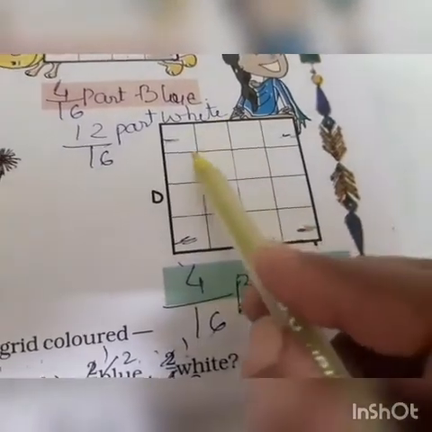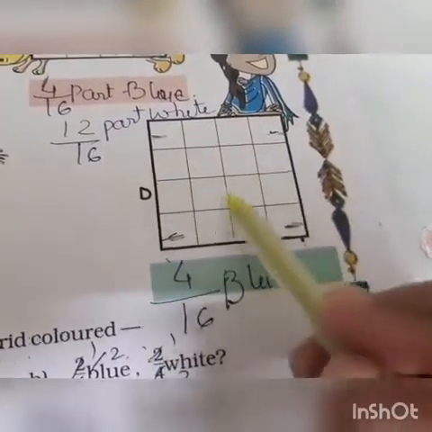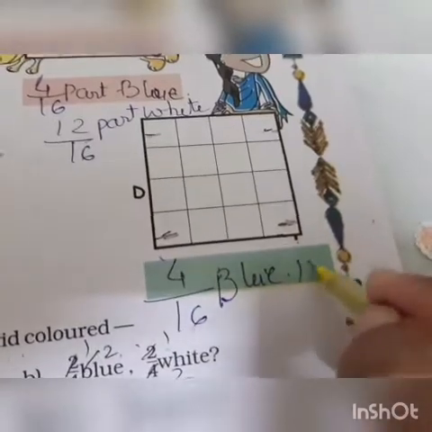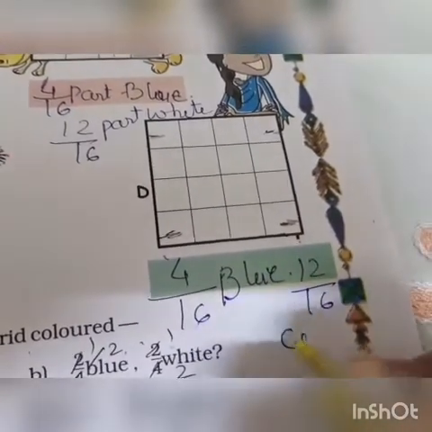And how many parts is white? 1, 2, 3, 4, 5, 6, 7, 8, 9, 10, 11, 12. That means 12/16 is white.